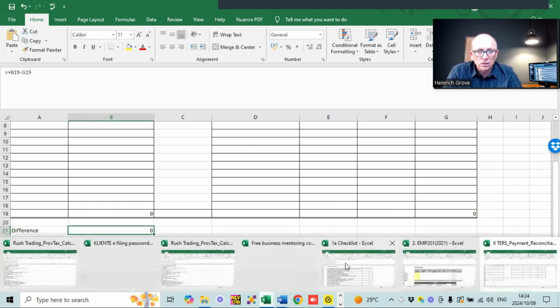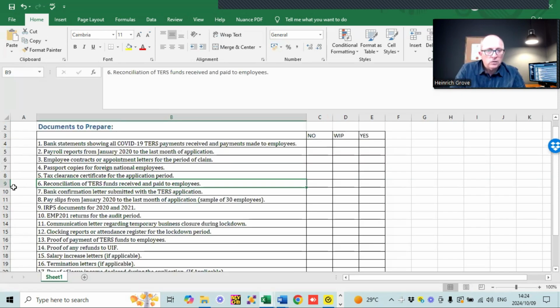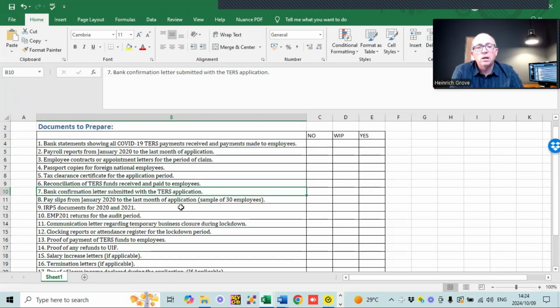So just quickly jump back to my checklist. So that is that one. Bank confirmation letter submitted with the TERS application. Hopefully you do still have your bank confirmation letter. I remember it was one of the documents that was compulsory. Probably if you don't have it anymore, write them a letter.